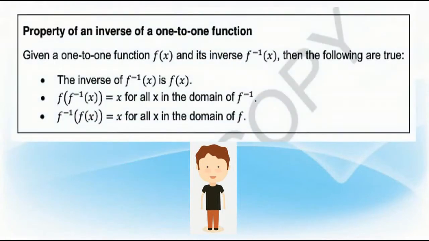Next is the property of an inverse of a one-to-one function. Given a one-to-one function f of x and its inverse f inverse of x, then the following are true. The inverse of f inverse of x is f of x. F of f inverse of x is equal to x for all x in the domain of f inverse. F inverse of f of x is equal to x for all x in the domain of f.